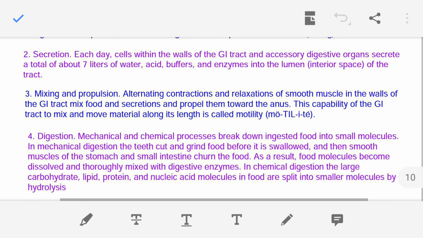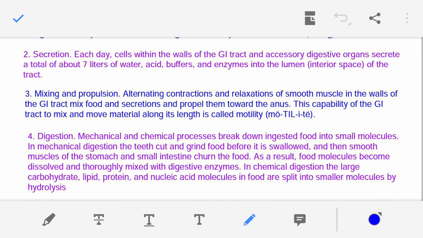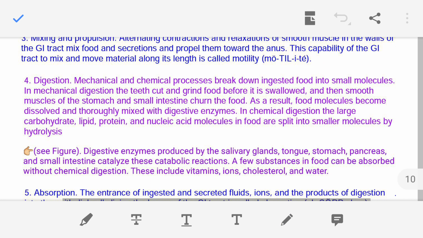Then this point I have already explained to you: mixing and propulsion, that is the churning and the peristaltic movement. I have already explained to you how the food is moving from the esophagus to the stomach, then the small intestine, then the large intestine, then the rectum, then towards the anus. So that is the propulsion. Then the fourth point.